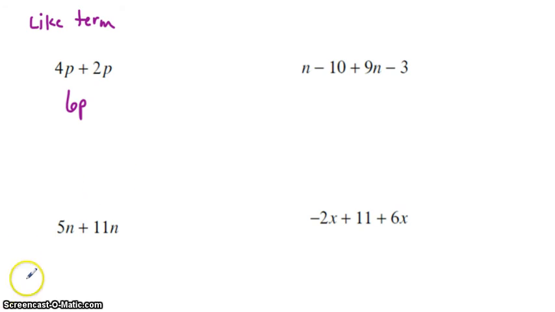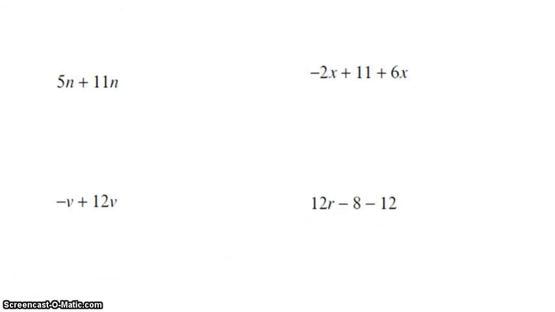All right, let's go on down to the next one, which would be 5n plus 11n. Same situation. If I took 5 groups of n plus 11 groups of n, same thing applies. 5 plus 11 is 16. The variable is the same, so the n stays. If the variable is different, we couldn't combine those, but because our variable is the same, we get to combine them.